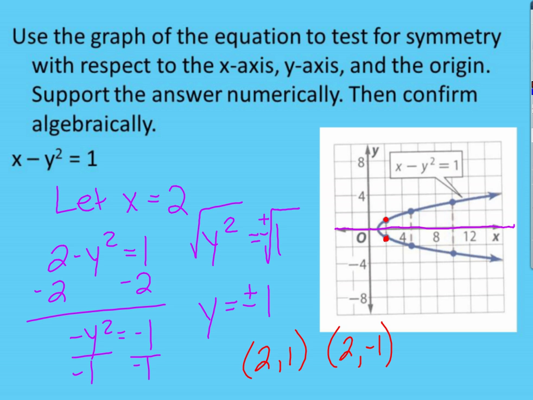With these numbers, we are indicating that this is symmetric about the x-axis because the x numbers are the same, but we have y values that are the same number but different signs. So this is symmetric about the x-axis.